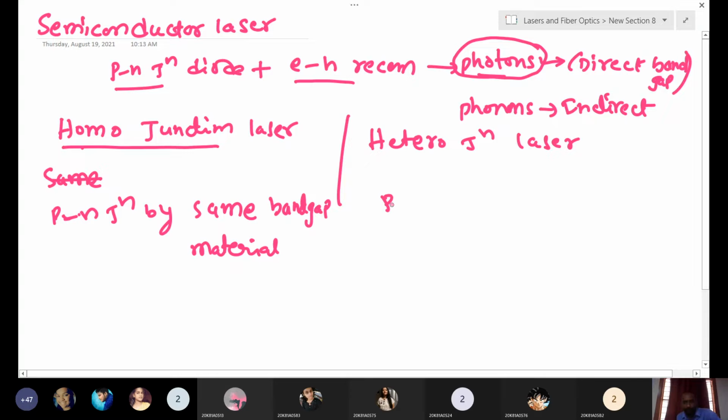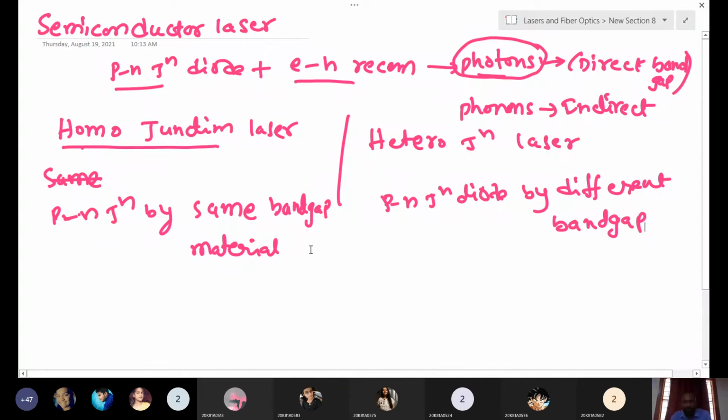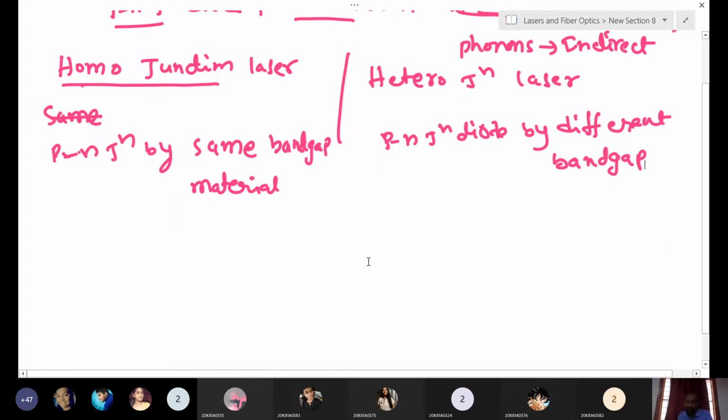If you form the p-n junction diode by different band gap materials, that is heterojunction. That is the difference between homojunction and heterojunction. We will discuss the advantages and disadvantages of homojunction laser, and why after homojunction we are studying heterojunction.